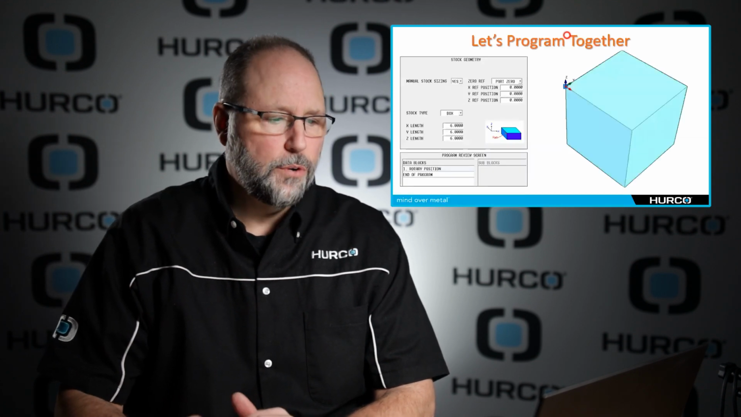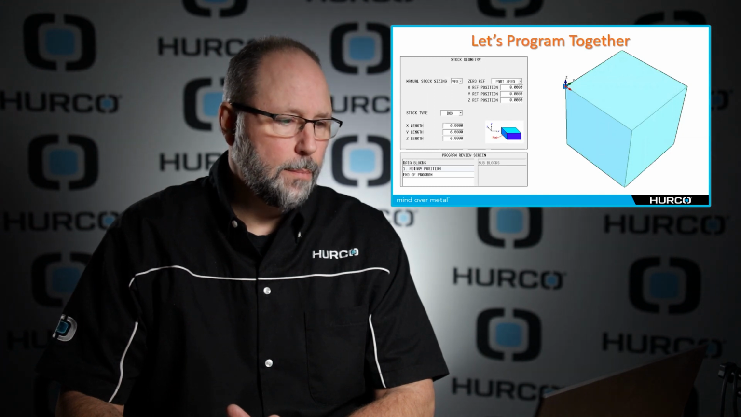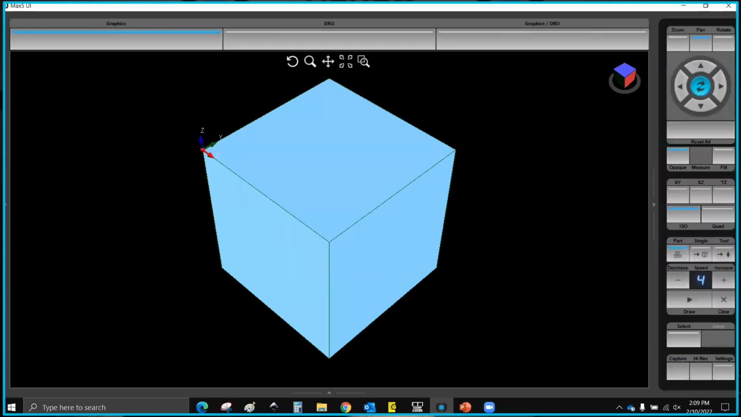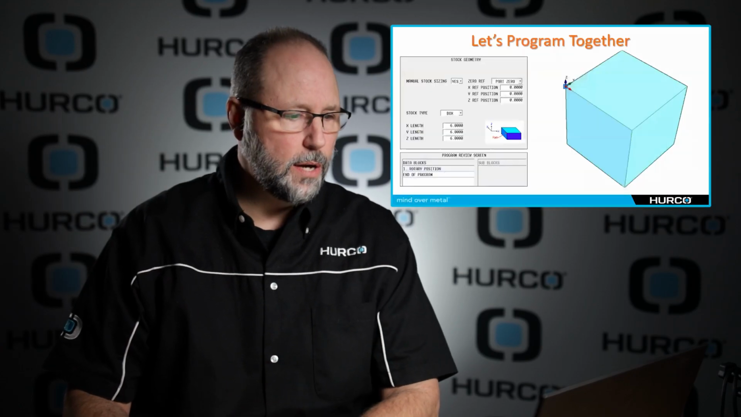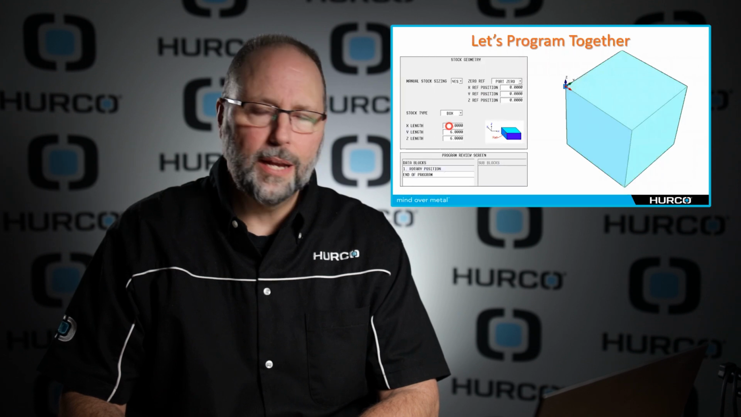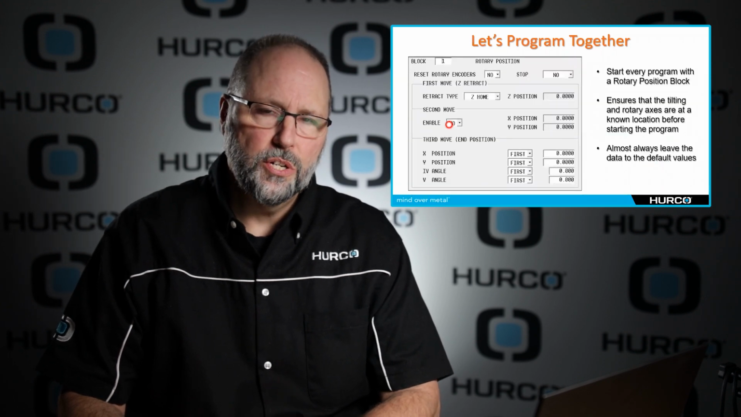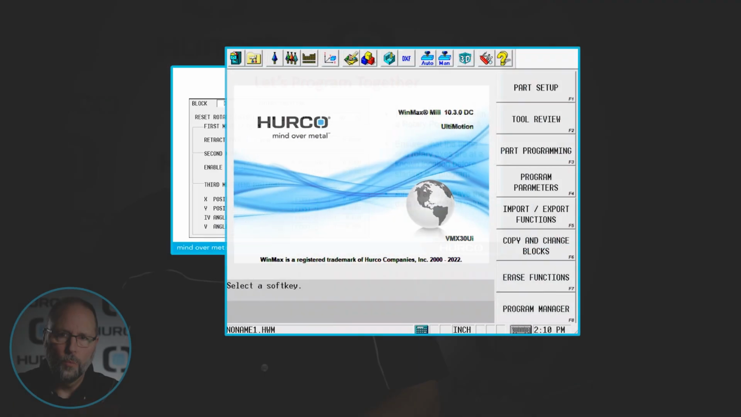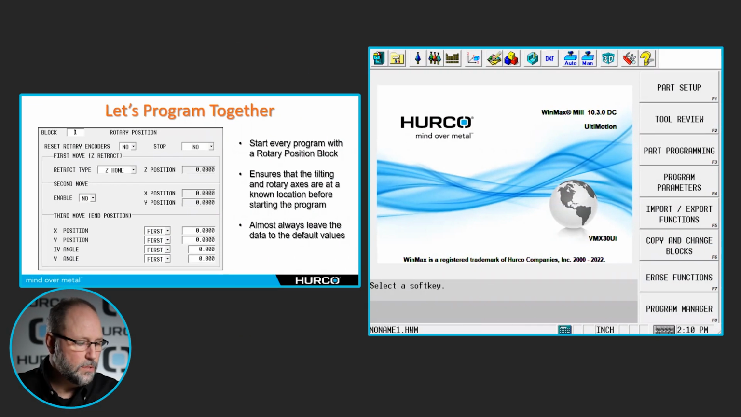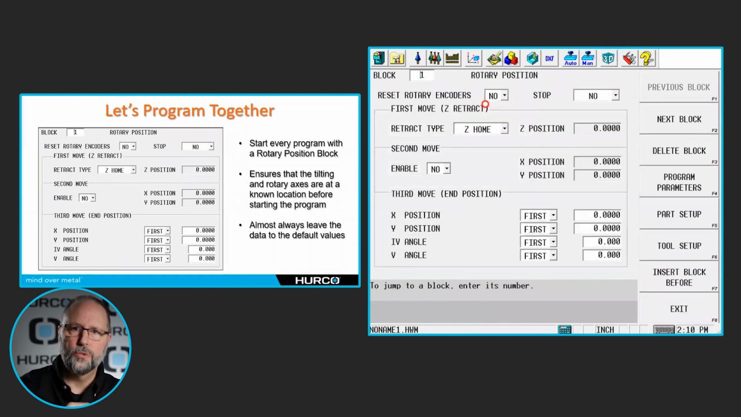So first of all, I've created a stock geometry of a 6x6x6 cube, and the front left corner of the top side is our 0 point. So that's what we're going to be programming on. And I have the very first block in the program as a rotary position block. We always want to start out a program with the rotary position, because that's going to ensure that the machine goes to A0 and C0 or whatever. We're starting from a known position, so we always want to start that out.